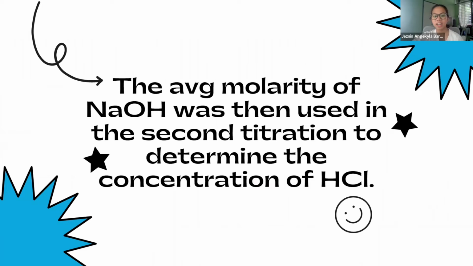During the course of the second titration, the titrant, in this case NaOH, was added slowly to the solution. As it was added, the HCl slowly reacted away until it reached the equivalence point. The average molarity of NaOH calculated from the first titration was then used to determine the concentration of HCl. Slide 10 contains the essential data as to how the concentration of HCl was computed.